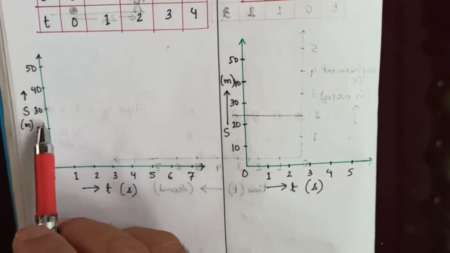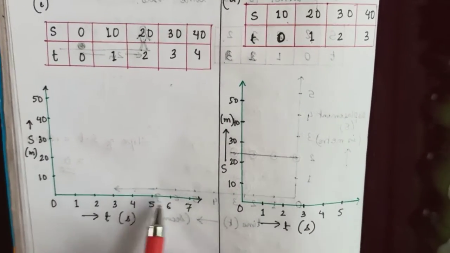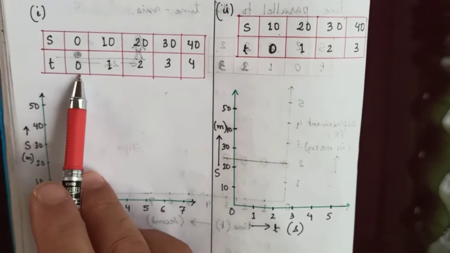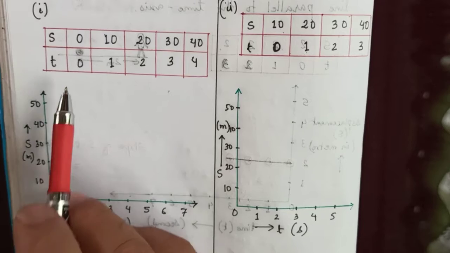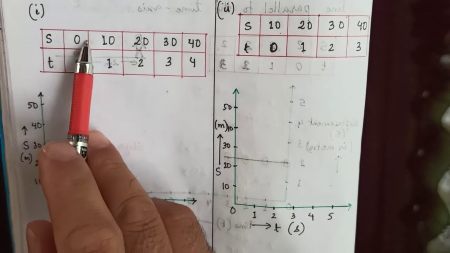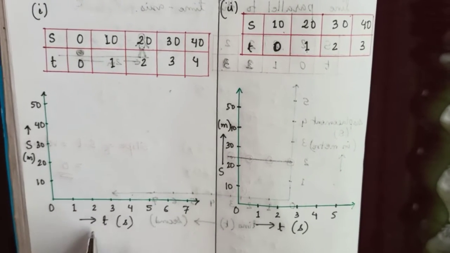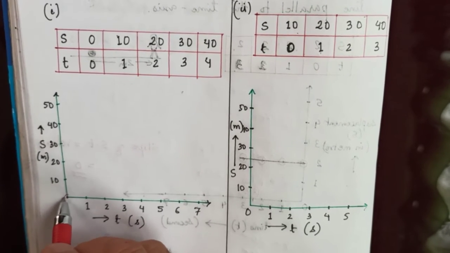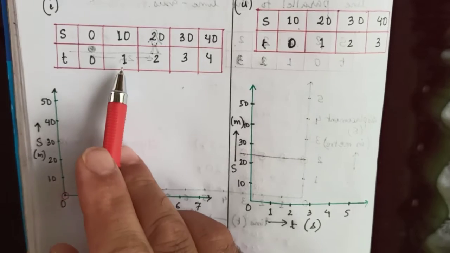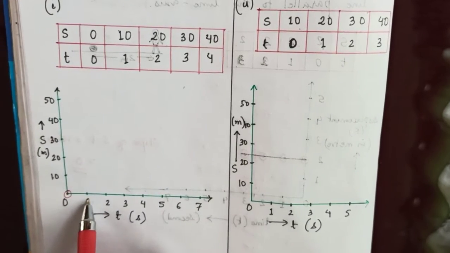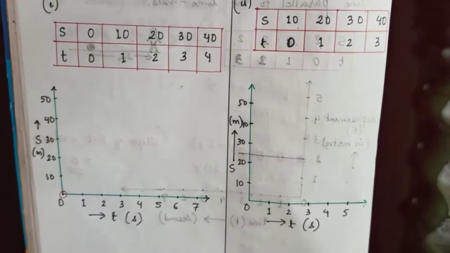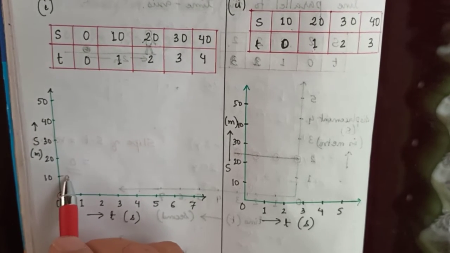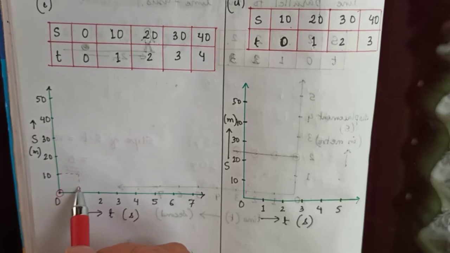Displacement is plotted along the vertical axis, time is plotted along the horizontal axis. Now the first point that is to be plotted is when the time is 0, displacement is 0. That means when the time, this side we have time, when the time is 0, displacement is also 0. So the first point will lie here. Second one is when the time is 1, displacement is 10 meter. Then the point will be somewhere here.